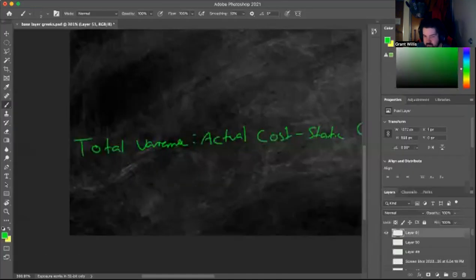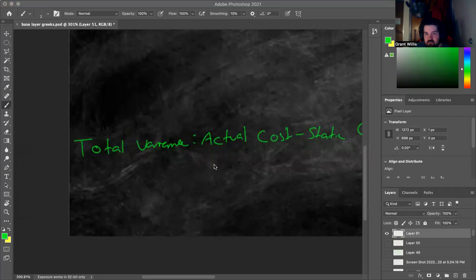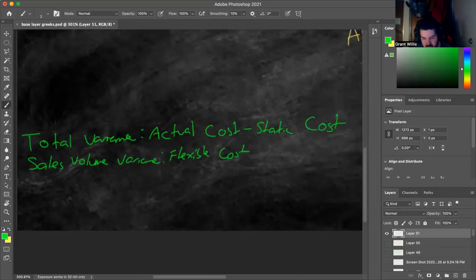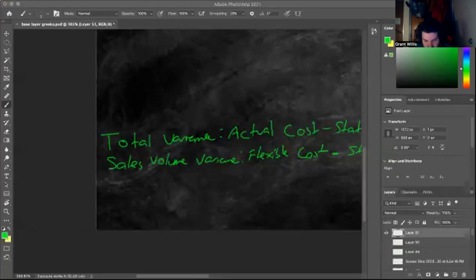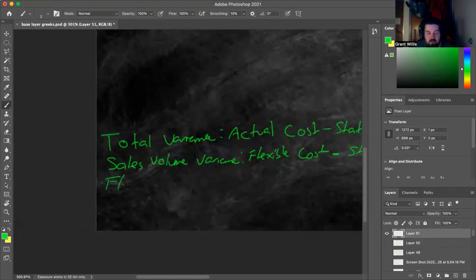He can ask for sales volume variance, which is flexible cost minus static costs. There is flexible budget variance.